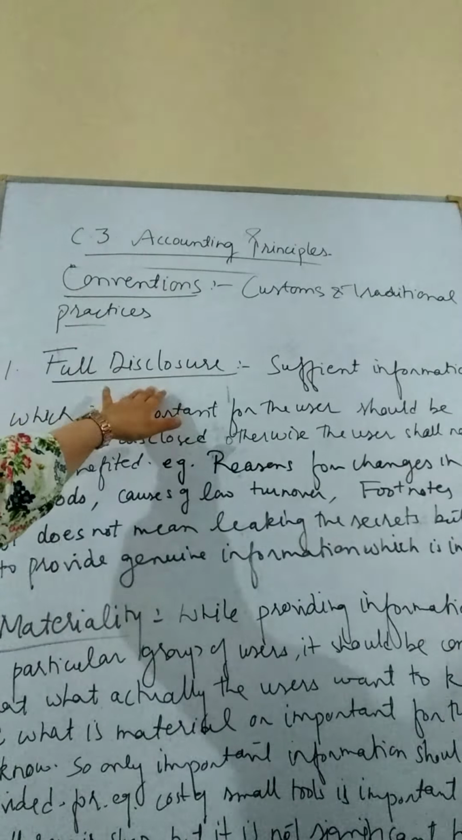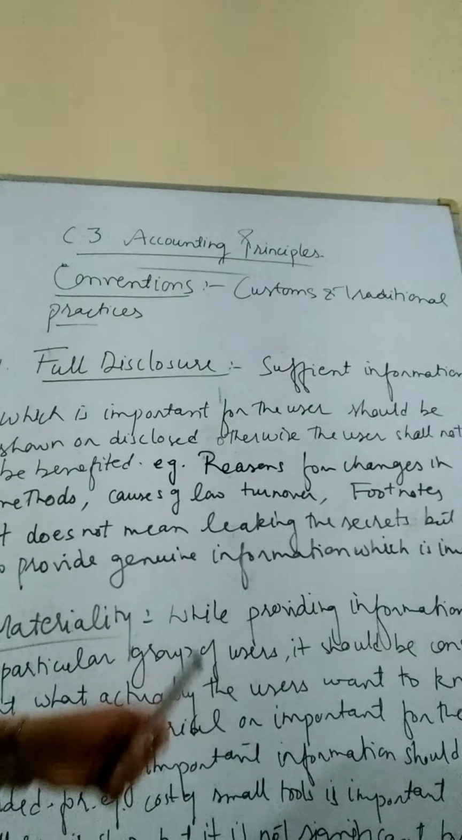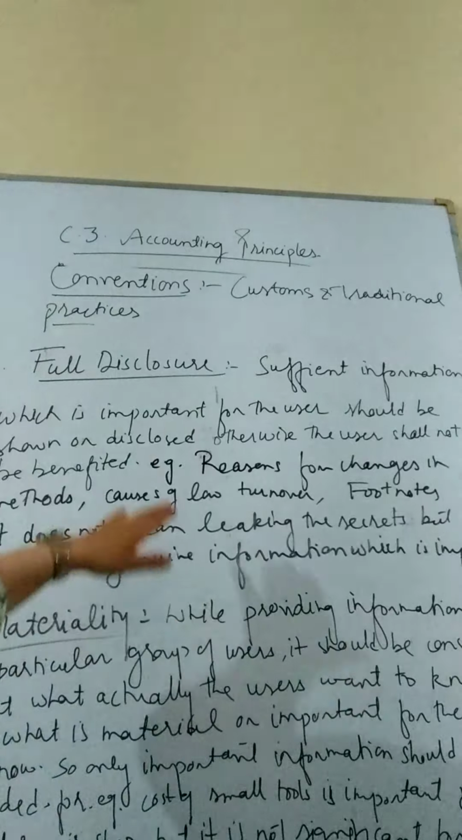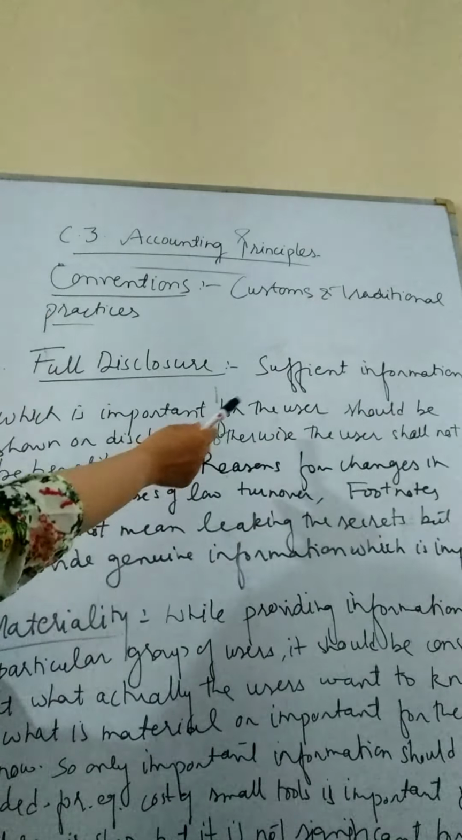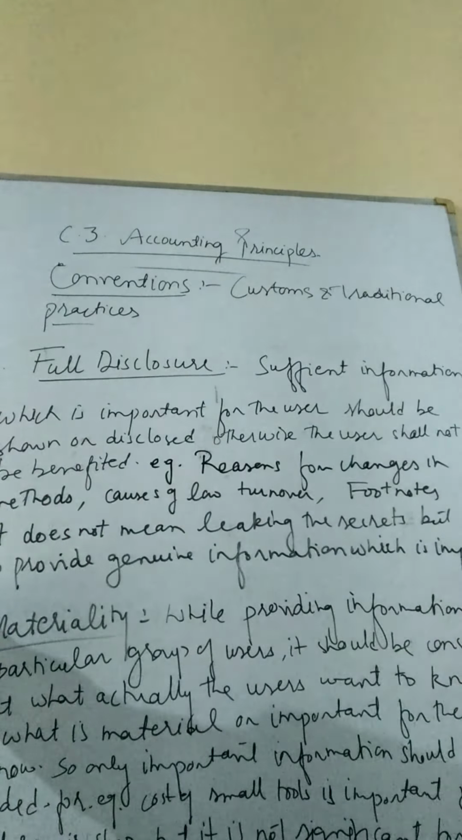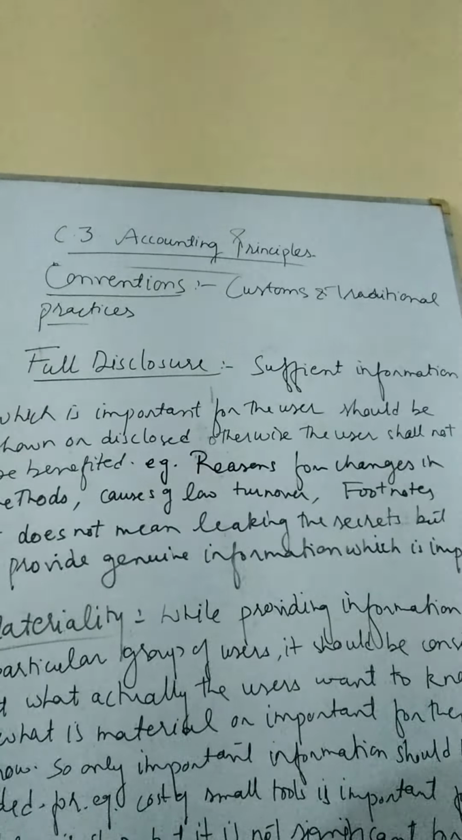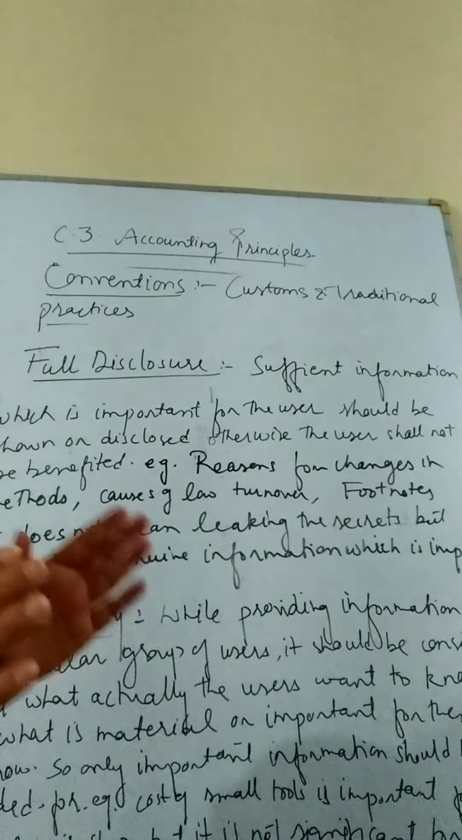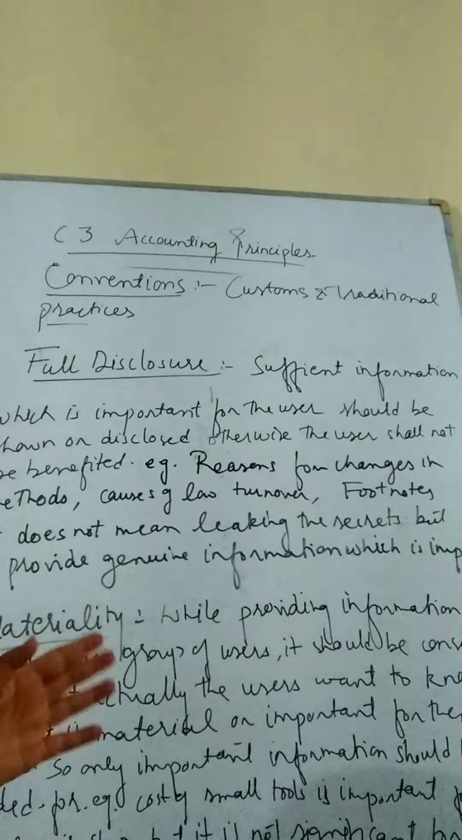Full disclosure means that sufficient information which is important from the point of view of the user should be shown in the books of account. As I quote the language, sufficient information which is important for the user should be shown or disclosed. Otherwise, the user shall not be benefited with the information that we are providing. So before showing anything in the books of account, we have to judge whether this information shall be sufficient for the user to understand and take his decisions regarding the matter he is concerned with.